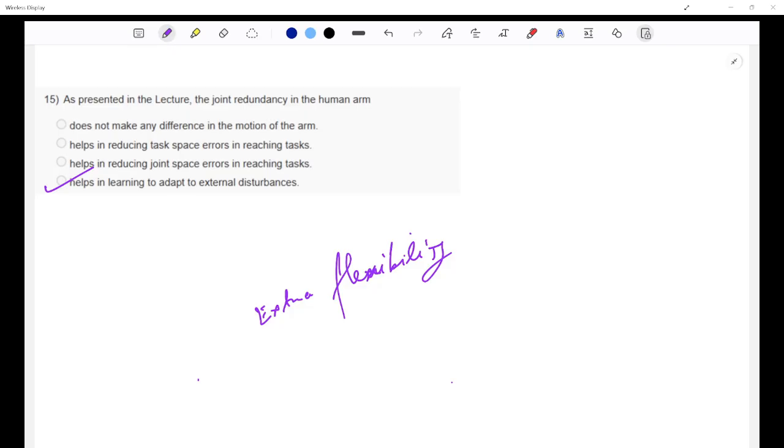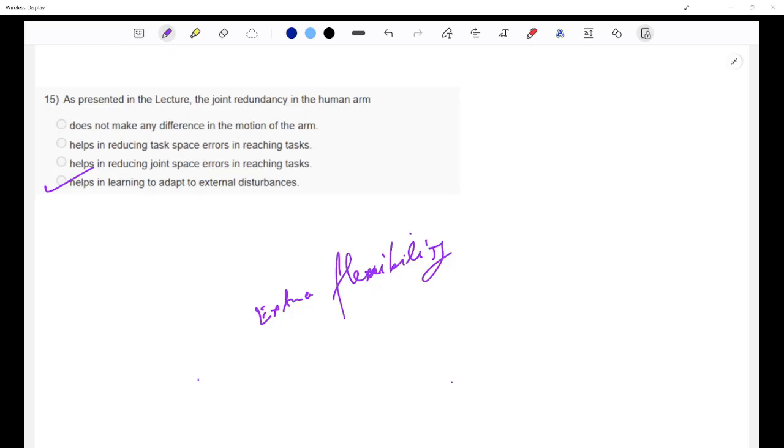Option A, it does not make any difference in the motion of the arm. This is clearly false, right? Because redundancy provides flexibility, adaptability and obstacle avoidance. So it definitely affects arm motion capability.